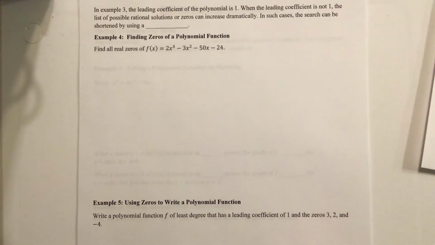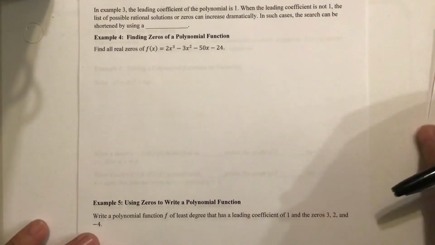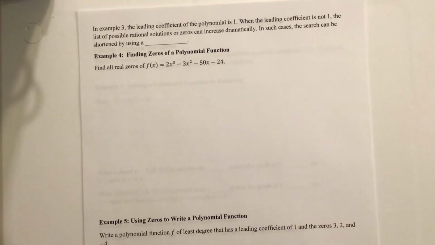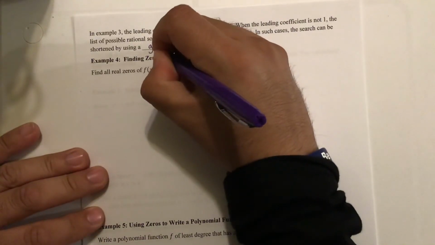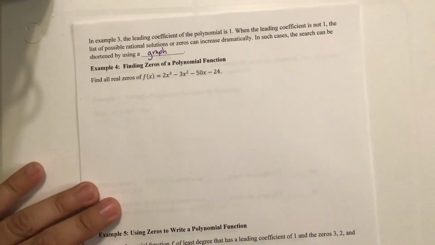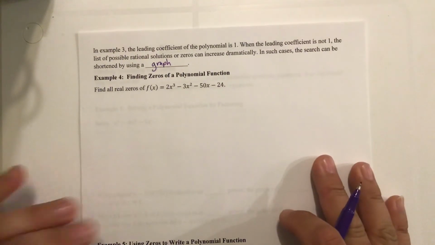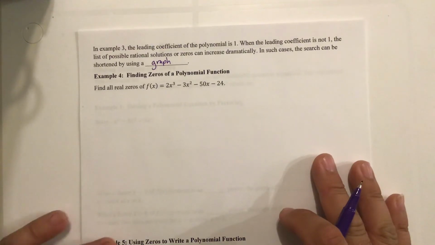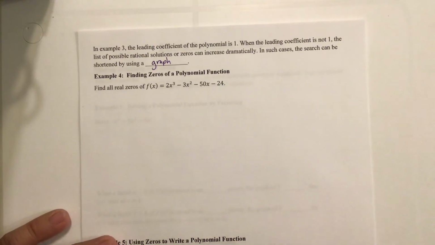Let me keep going. All right, for this last stuff here, it says, in example 3, the leading coefficient of the polynomial is 1. When the leading coefficient is not 1, the list of possible rational solutions or zeros can increase dramatically. In such cases, the search can be shortened by using a graph. So, testing 12 of them is quite a lot, so you always hope they come within the first 3 to 4. After that, it does get a little tedious because it's just more work.